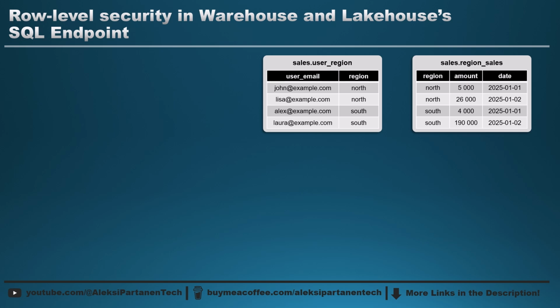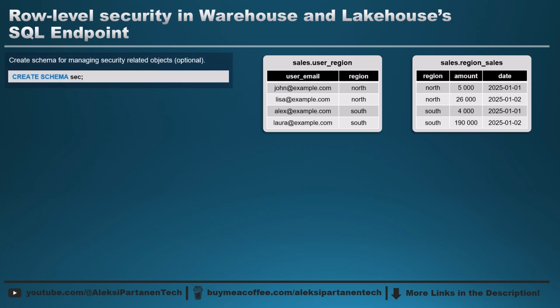Now we would like to use row level security to only show the rows in the region sales table that belong to the same region as the person who is querying and using the data. To set this up, we start by creating a new schema called sec. This is just to organize our security-related objects. This step is optional since you could create those security-related objects in any schema you want, but managing them is easier if you have a dedicated schema for them.